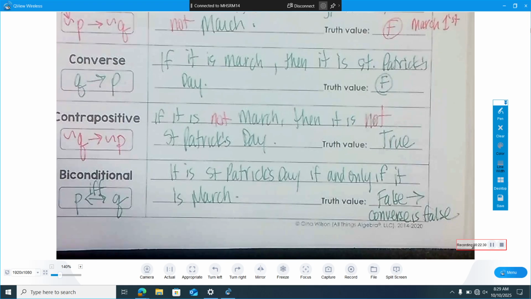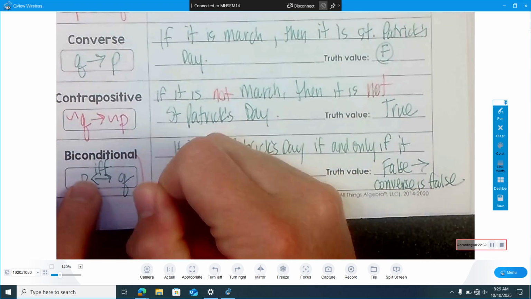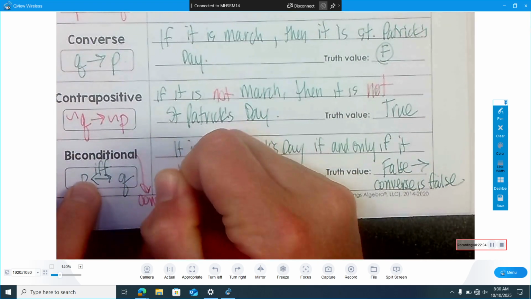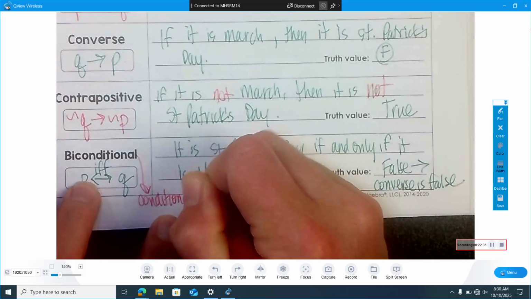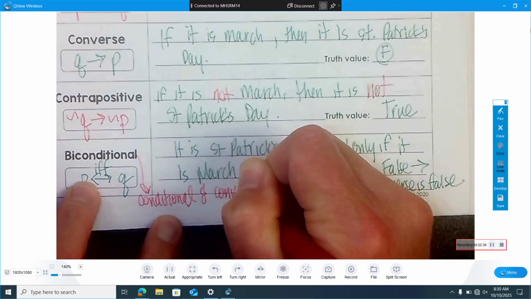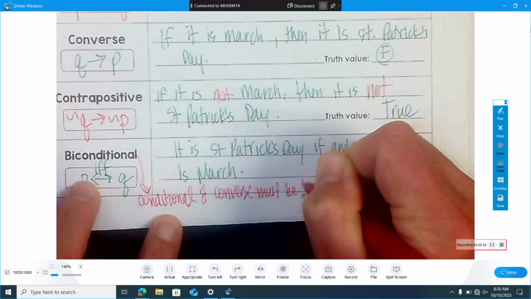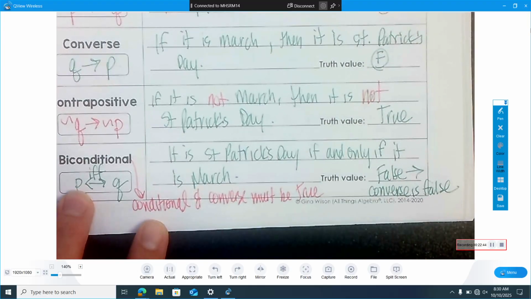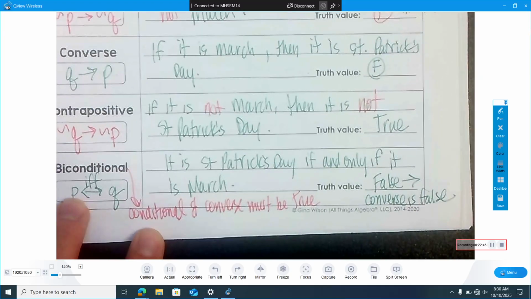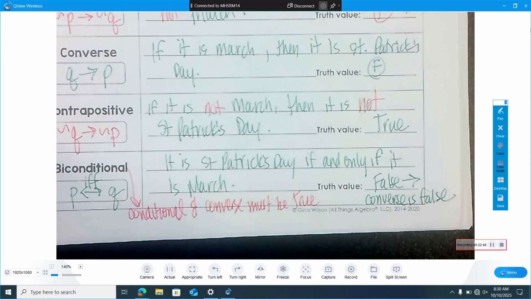Maybe we should write that down. Biconditional. Conditional and converse must be true for a biconditional. All right, very good. Do you have questions for me? So that's all we're doing today, just sort of writing all these statements out.